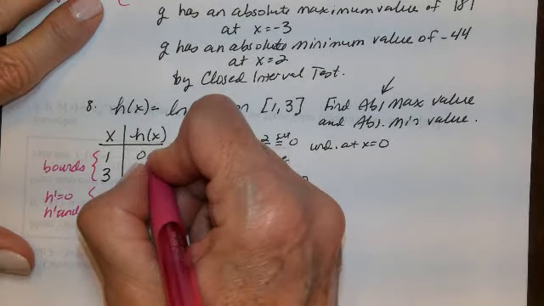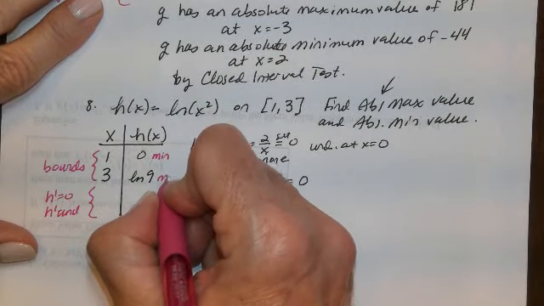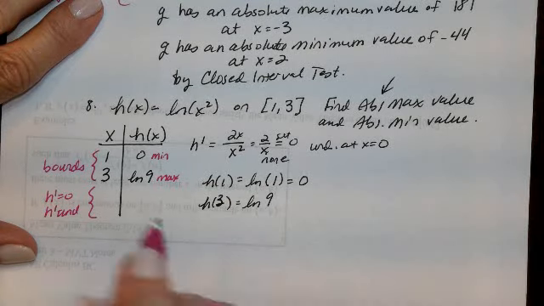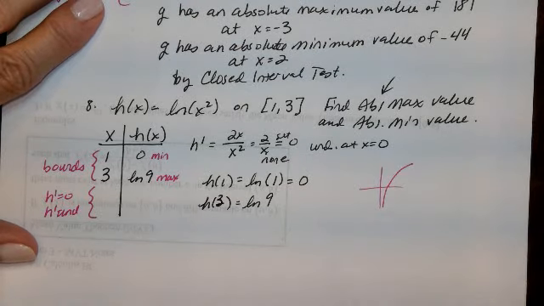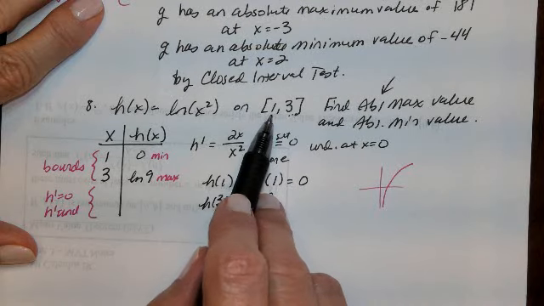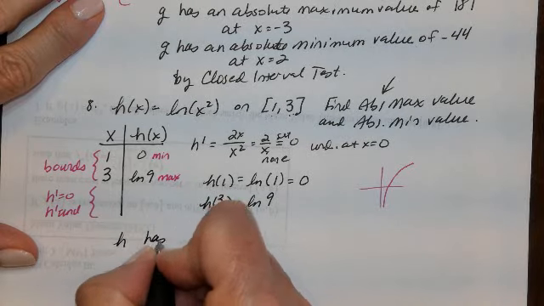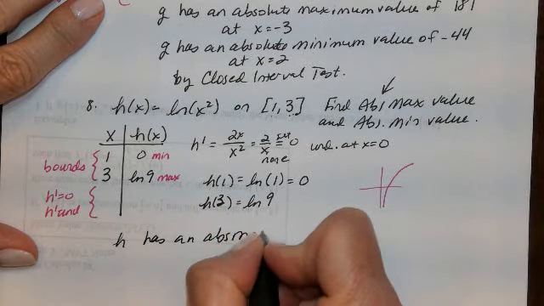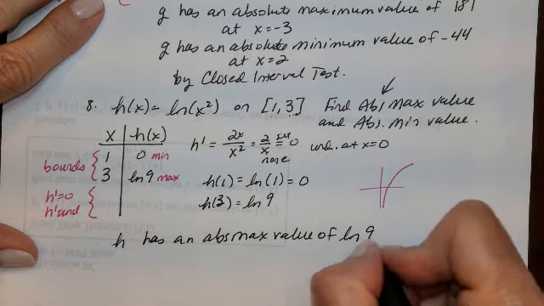Well, 0 is the minimum value here. Natural log of 9 is larger than 0. How do we know that? We know that because the natural log graph always increases. It's never decreasing. So natural log of 9 will be bigger than natural log of 1. So h has an absolute max value of natural log of 9.